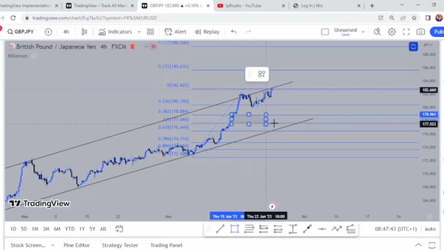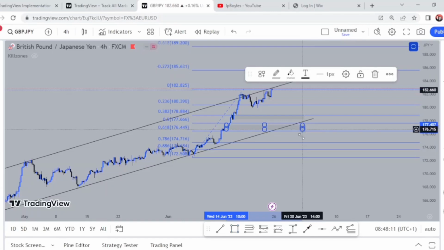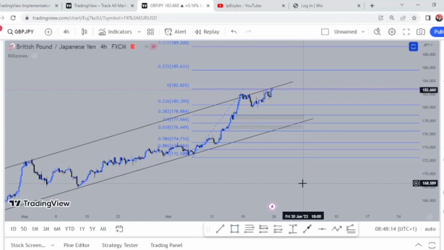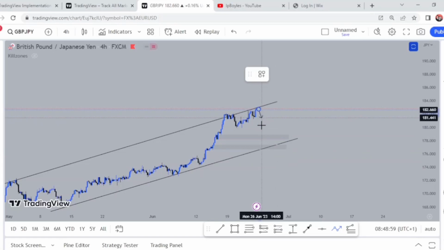Draw your demand zones below the 50% retracement of the Fibonacci and wait for price to come below your demand zones before you take any trade entries. Wait for price to pull back to your first demand zone. Then after the first demand zone, you want to see a rejection to the upside. After that, you go to your origin demand zone. That's where price will be giving you a confirmation.